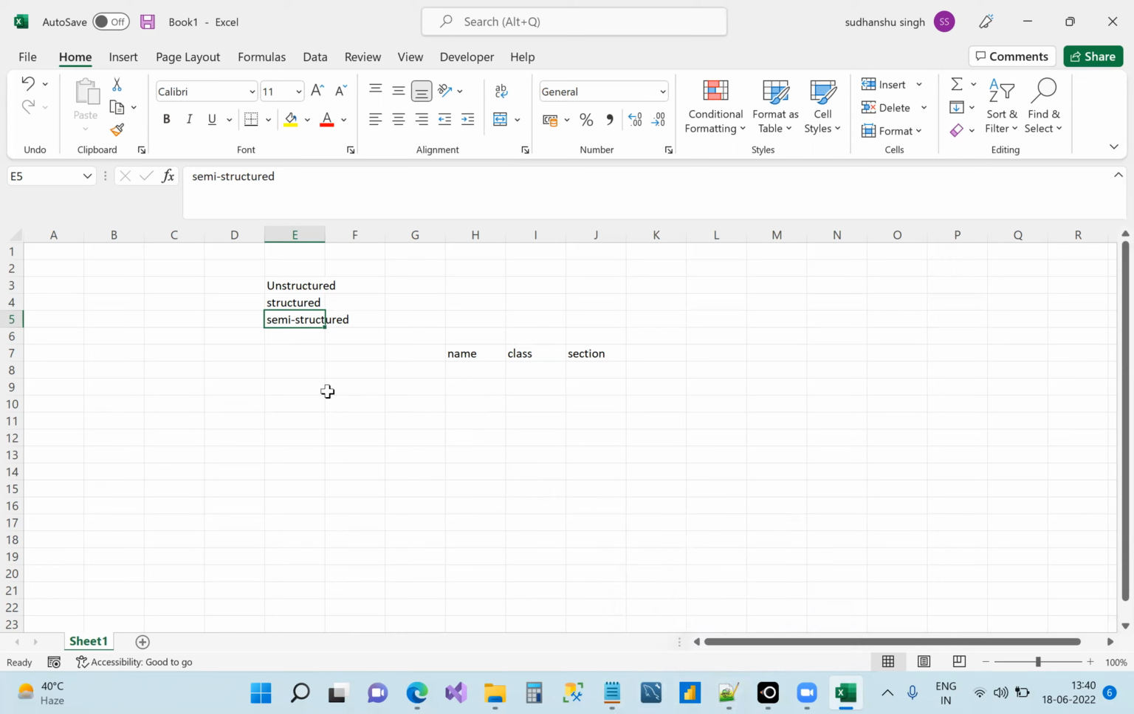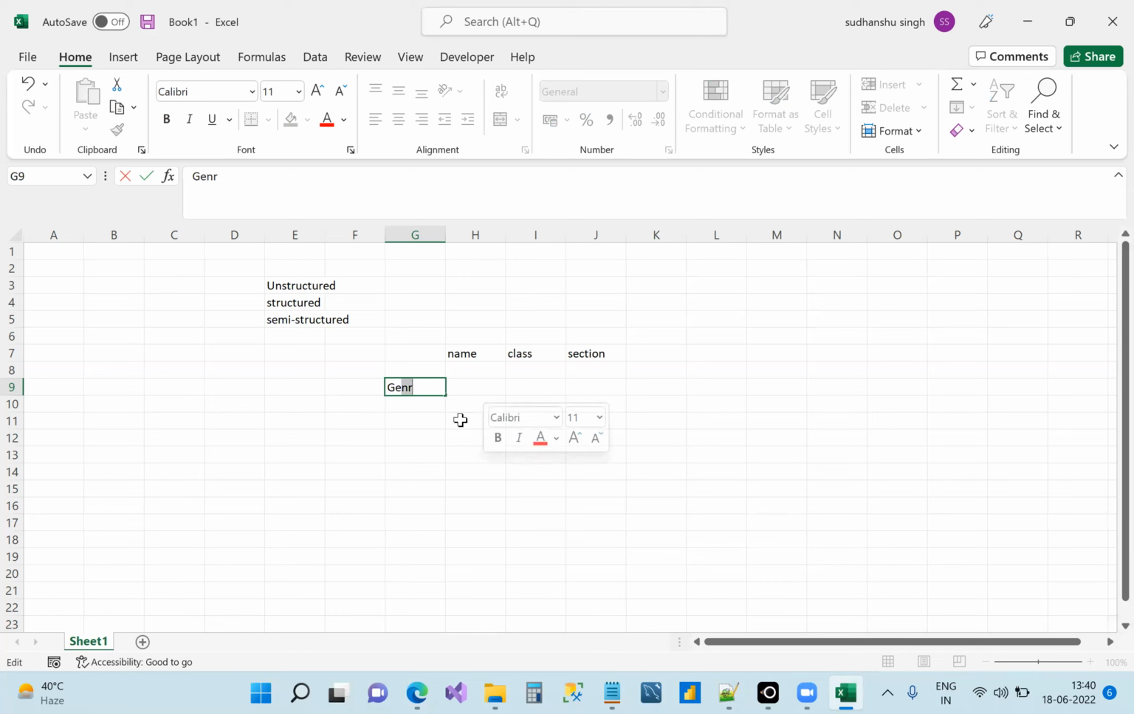Sudhanshu, I have a question. If we sort music files by names, would they be unstructured or structured? If you sort music files by names, or genre for that matter, then that becomes structured. But inside the music file, the content is unstructured. That's what I mean.